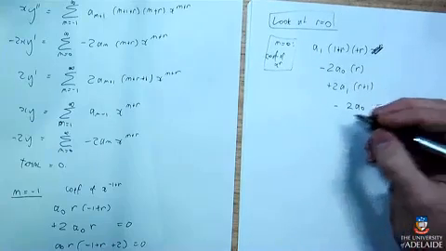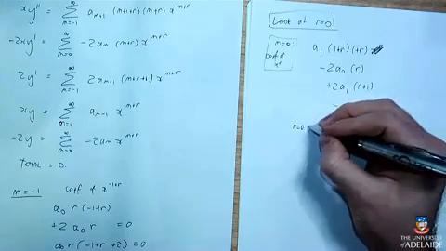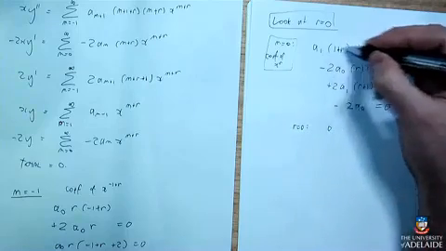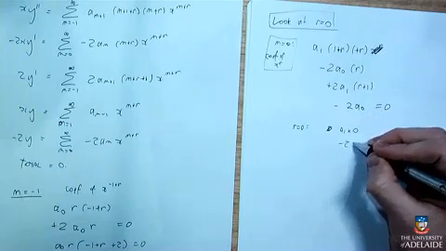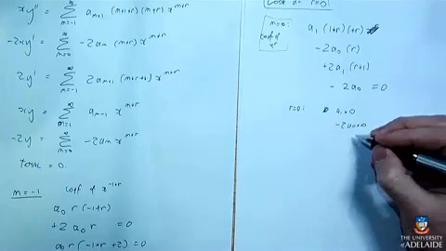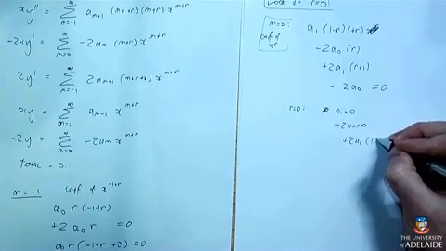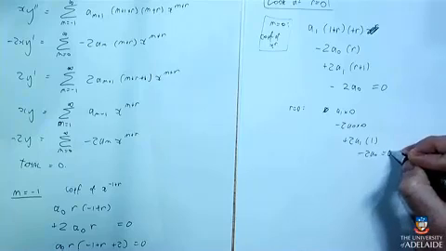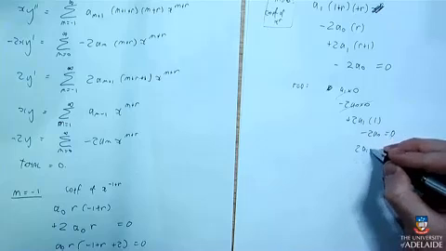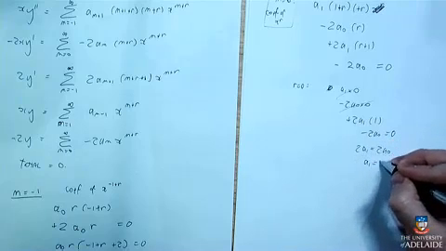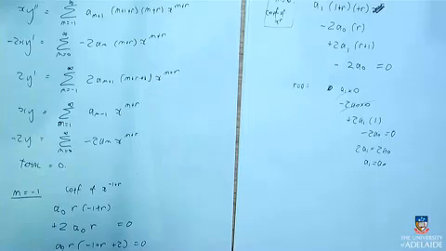And then if r equals 0, this one goes away. Minus 2a0 times 0, that goes away. Plus 2a1 times 1, minus 2a0 equals 0. So they're gone. And it looks like I get 2a1 equals 2a0, and a1 equals a0. Nice. Okay, cool. I think I've done that right.